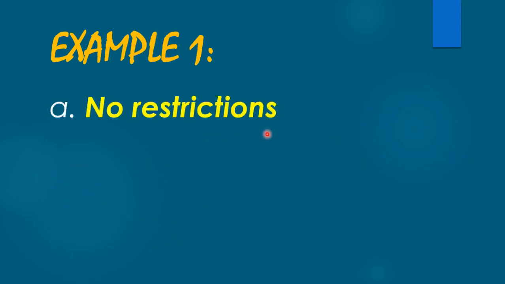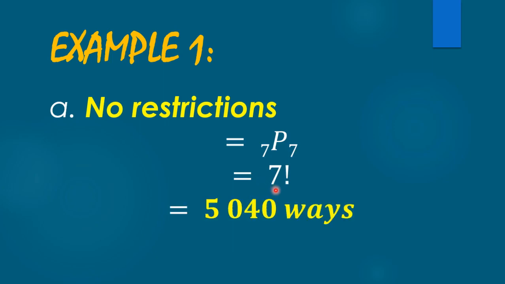there are no restrictions. So from the word formula, our n is equal to 7 because we have 7 letters. And since there is no restriction, we can have 7P7, so that is simply 7 factorial. So we have 7 factorial will be equal to 5,040 ways.